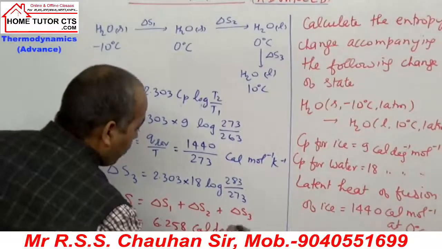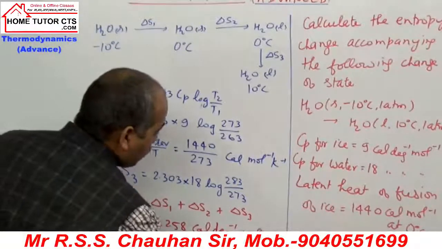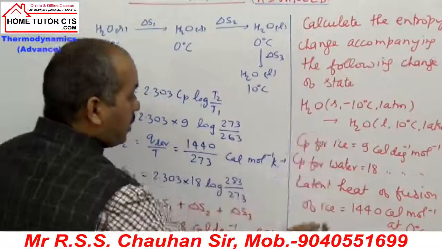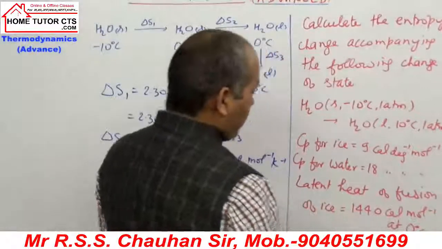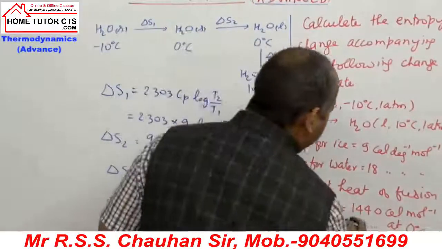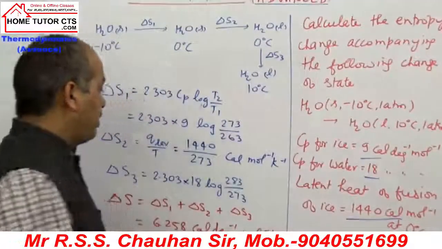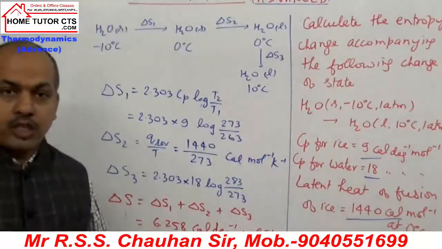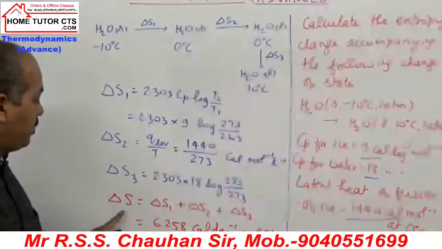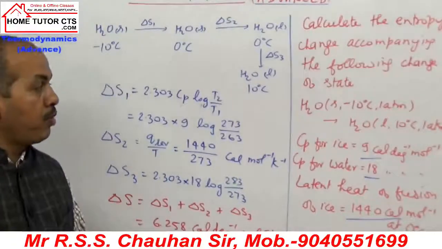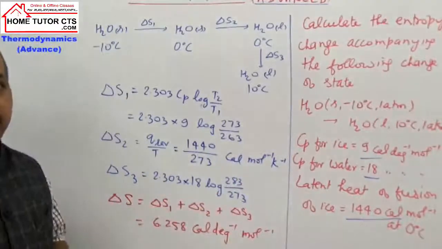Per degree per mole. See the question, all the data is given in calorie units. When all data is taken in calorie units, you take delta S also in the same units. That is how this question can be solved for calculation of delta S of the overall process. I hope it is clear.